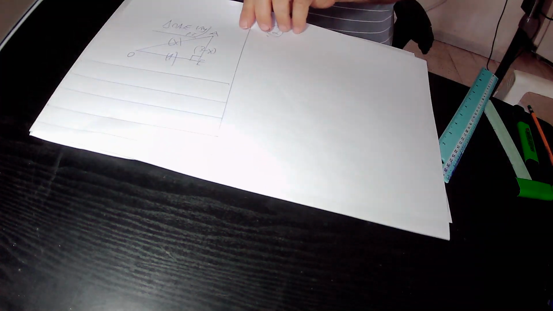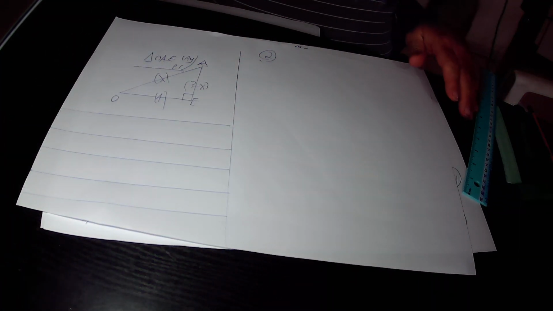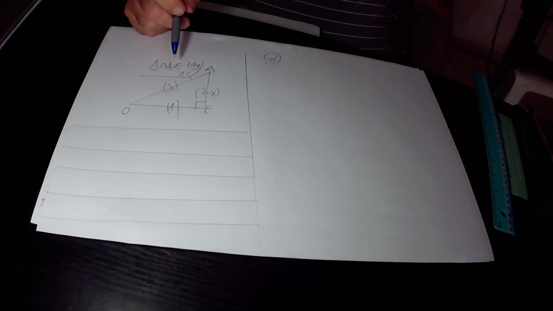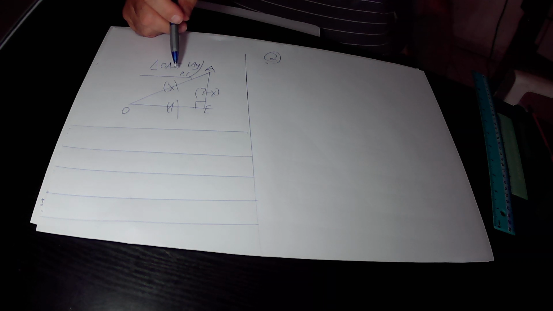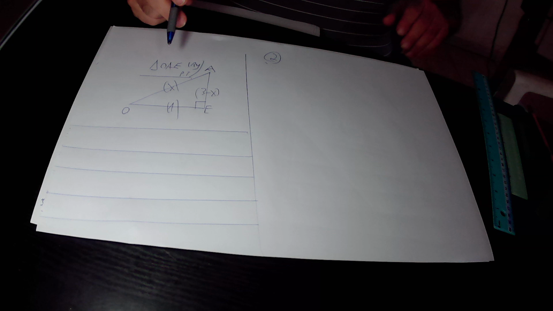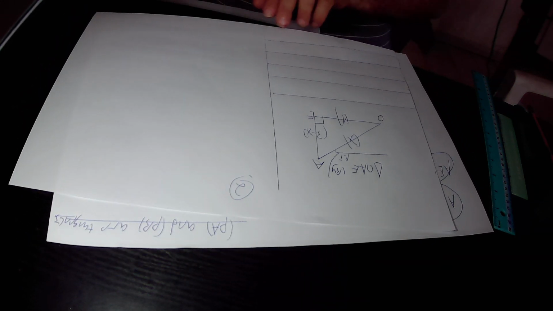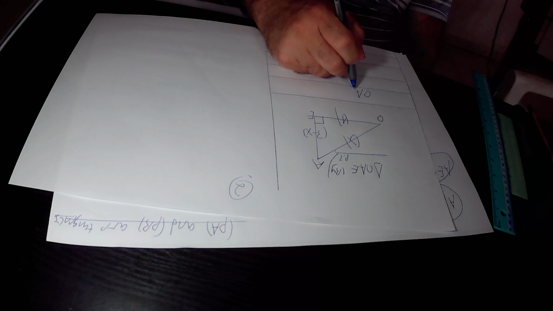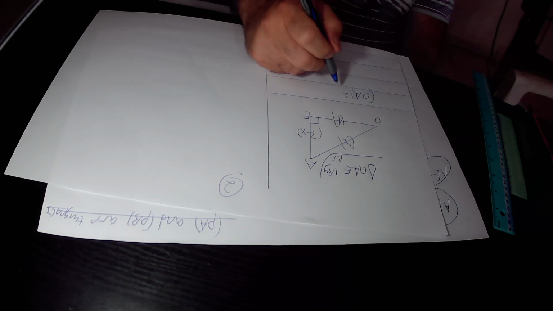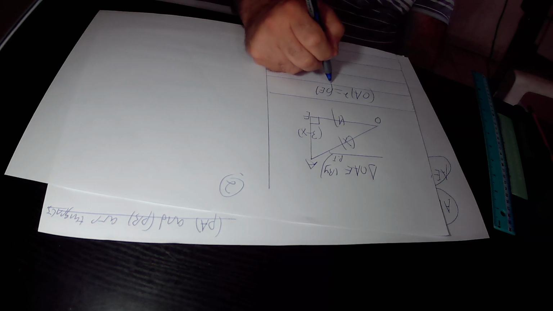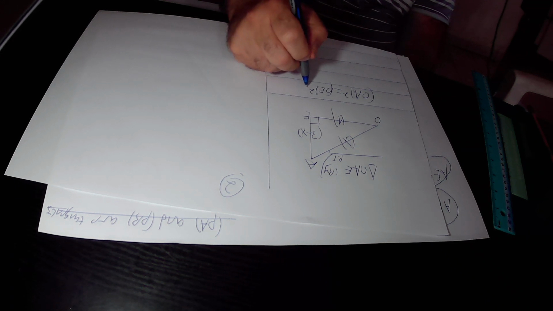Carefully, this is the right green triangle, triangle OAE, that I copied from the original drawing. According to the Pythagoras theorem, in this right triangle OAE, OA squared, that is the square of the hypotenuse, is equal to AE squared plus OE squared. So I write it down. OA squared, that is the square of the hypotenuse, is equal to OE squared plus AE squared.